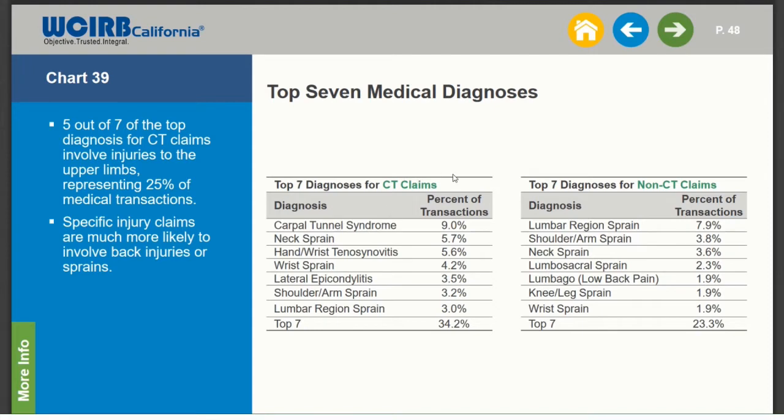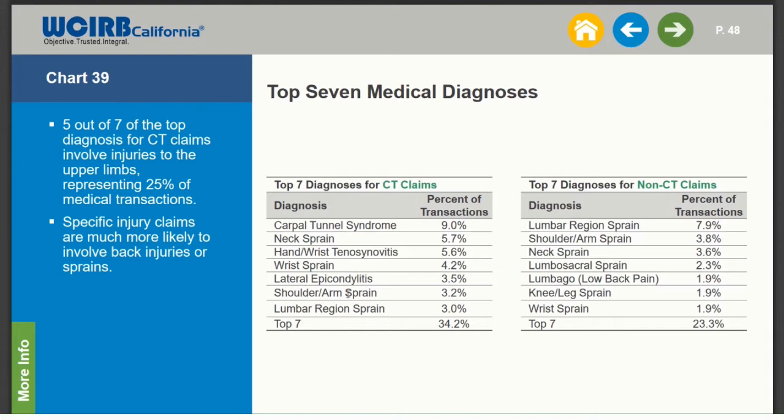So for cumulative trauma claims, the principal diagnoses that we're going to see involve the types of upper extremity injuries that can reasonably be the chronic type of repetitive strain lingering injuries that persist even for time periods extending beyond the employment period. So carpal tunnel syndrome, hand-wrist tenosynovitis, lateral epicondylitis, and these chronic type of injuries are what we're going to expect to see in these cumulative trauma injury claims.